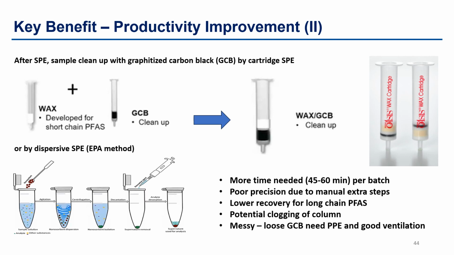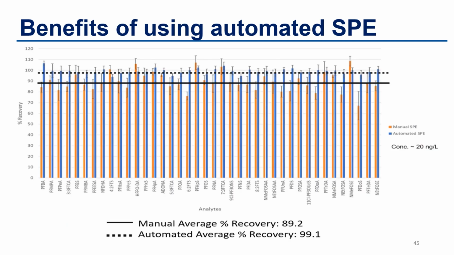Also, the carbon black, the other powder, is messy. It can contaminate your work area. Although some people are using this cartridge carbon black, which can get rid of this problem, there are still 2 columns, so you have actual cost, and they also need extra time. So in this study, we use this so-called bilayer WAX and carbon black in 1 column to reduce the time and also improve the precision and recovery. Using automated SPE can significantly reduce human error, therefore improving recovery and precision.